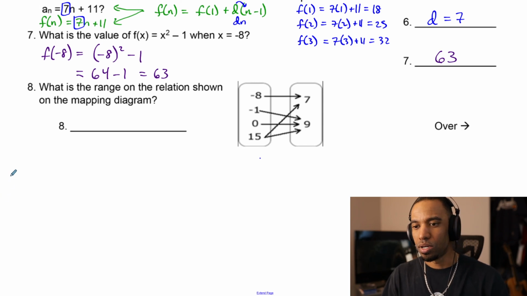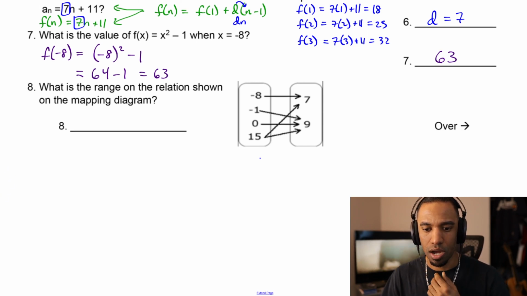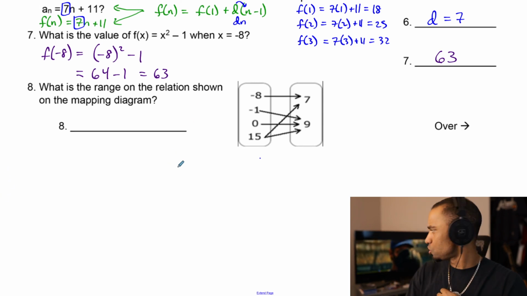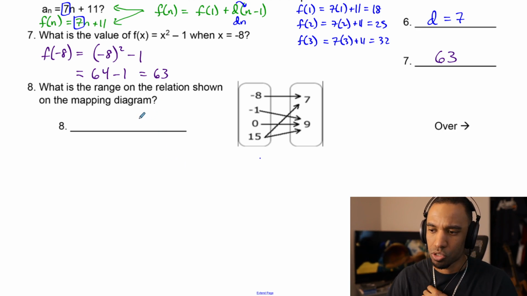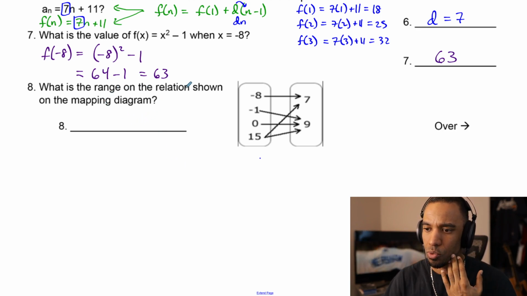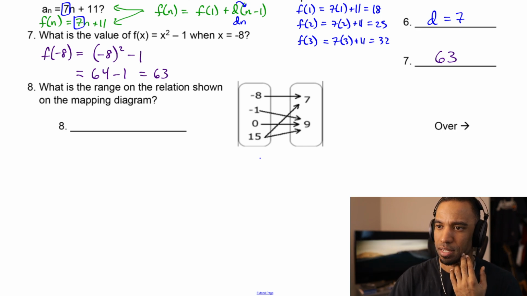All right, number 8. What is the range on the relation shown on the mapping diagram? What's the score by? Oh, commercial. Check the score later. What is the range on the relation shown on the mapping diagram?